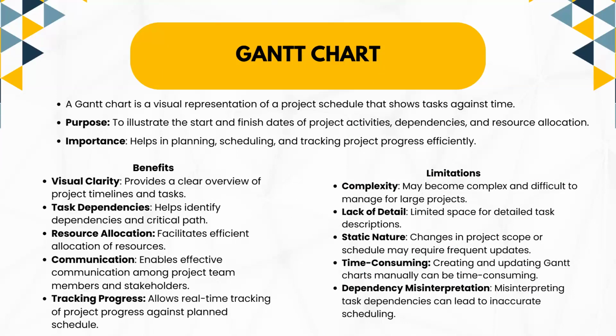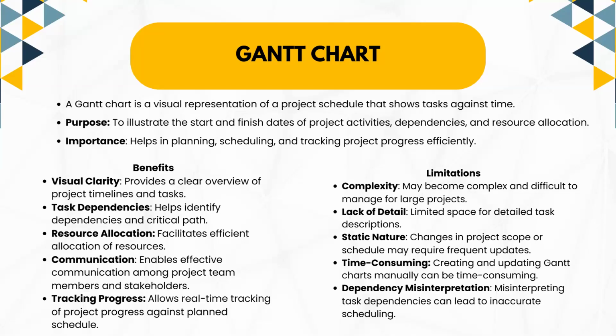Some of the benefits are, one, visual clarity: it provides a clear overview of project timelines and tasks. Task dependency helps identify dependency and critical path. Resource allocation facilitates effective allocation of resources. Communication enables effective communication among project team members and stakeholders. Lastly, track progress allows real-time tracking of a project's progress against the planned schedule.